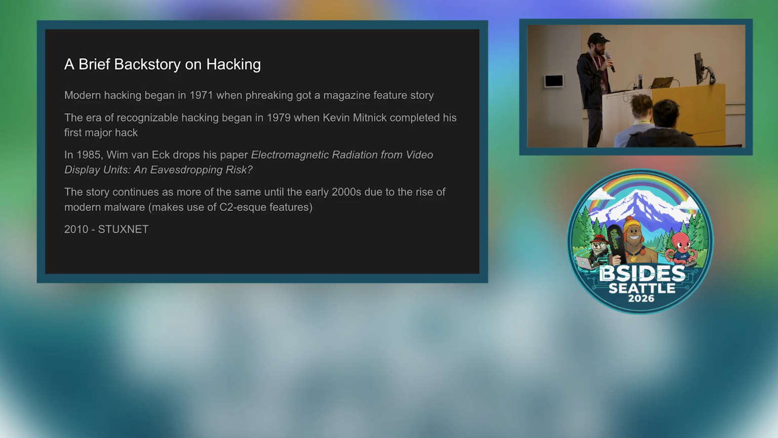In 1985, this is a little bit lesser known, a Dutch researcher drops a paper called Electromagnetic Radiation from Video Display Units: an Eavesdropping Risk, which got the attention of the international community primarily because most governments were already aware of this and considered it far too complicated for the average person to do. Unfortunately, he proved that it was not that difficult to do at all. And that was the first unclassified paper. The NSA created Tempest as a response.